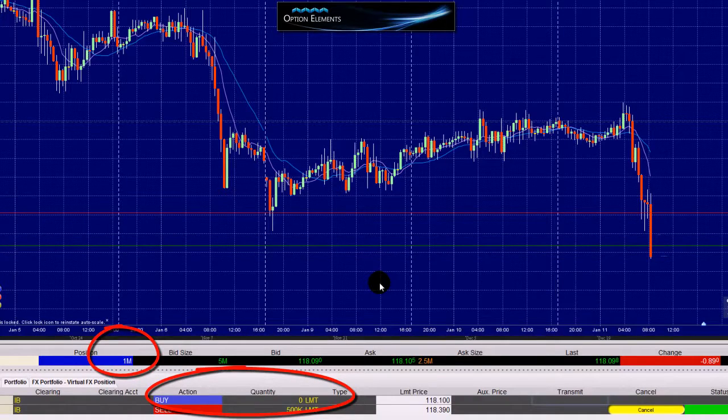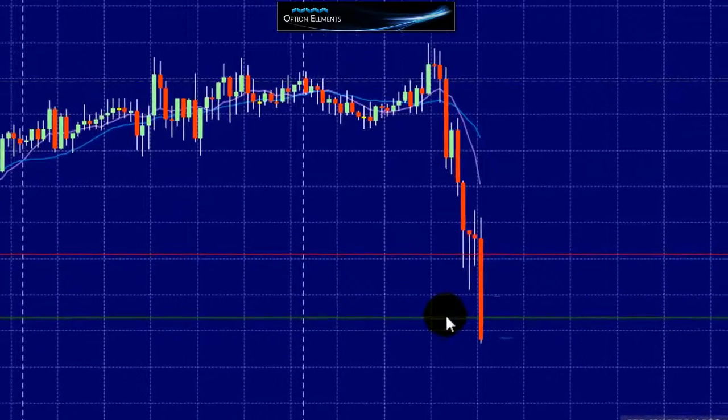Okay, there we have it. We just bought our additional 500, so we're long $1 million. Now you see that the green line moved down. That's our break-even point. The blue hash mark is our second purchase order. That blue hash mark right there is the first purchase order. And here's our sell order that we had in there initially.